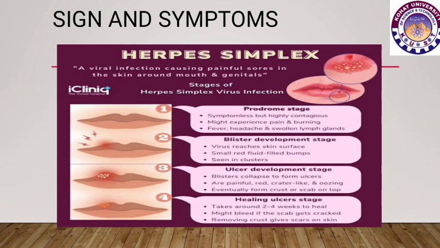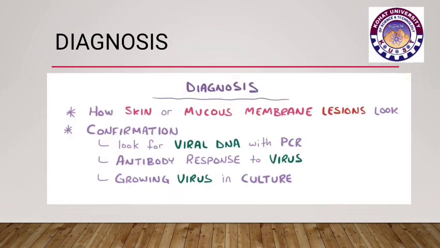Herpes can usually be diagnosed based on how the skin or mucous membrane lesions look, and can be confirmed with tests looking for viral DNA, like polymerase chain reaction, and antibody response to the virus, or by growing the virus with a viral culture.